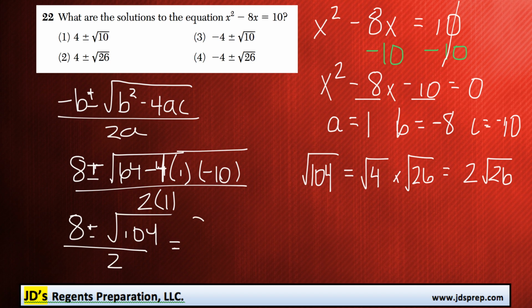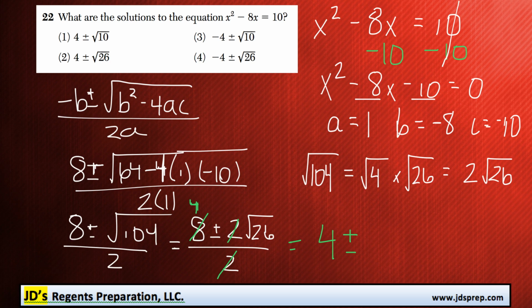Let's go back over here and rewrite it. So we've got 8 plus or minus 2 root 26 over 2. And you'll notice that we can factor out a 2 from both the 8 and the 2 here. So this will become 4. This cancels out and this cancels out. So in the end, our final answer will be 4 plus or minus root 26.